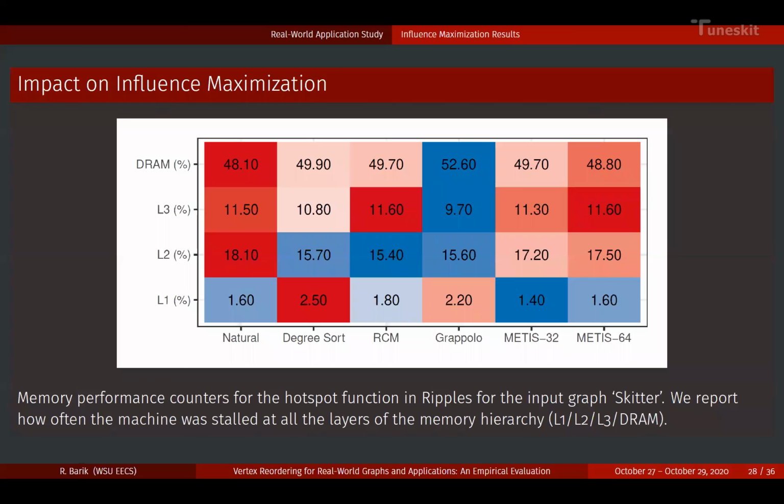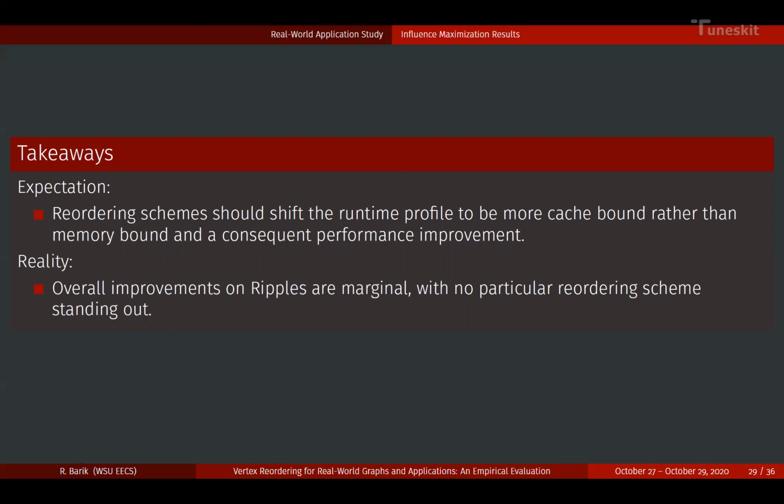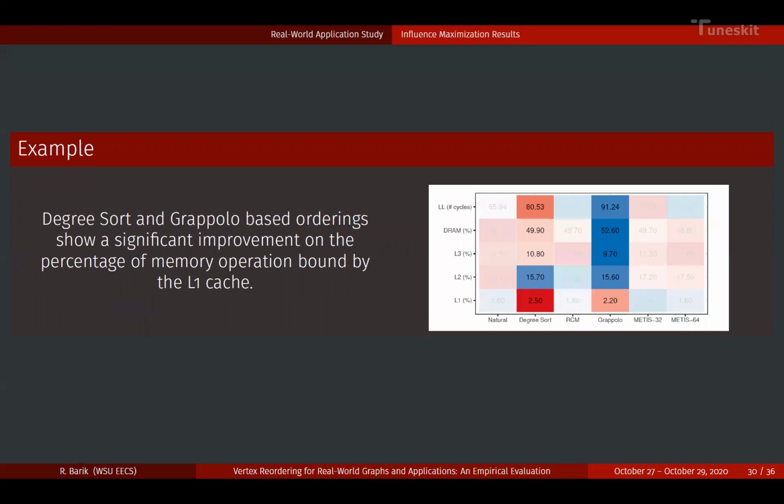The expectation was that the runtime profile would be more cache bound as a result of reordering, which would reflect in the throughput and execution time. But again, that is not the case. For example, if you see here, Grappolo and degree sort both are more L1 bound, which would mean more red cells towards the lower end of the profile.